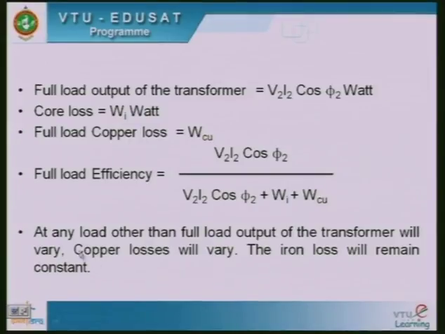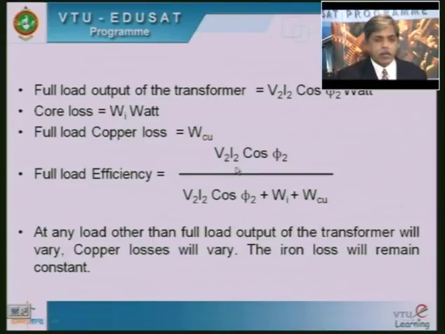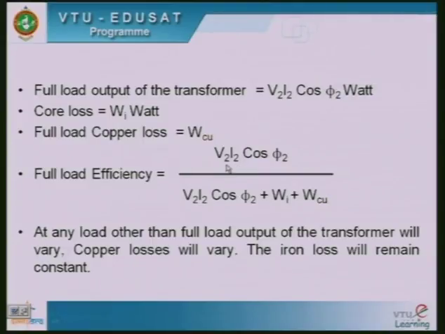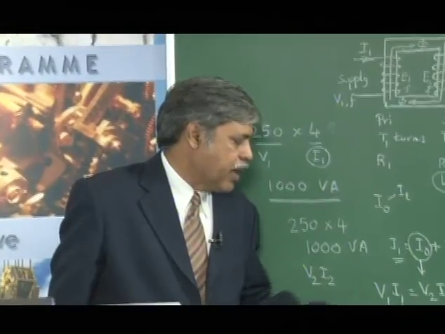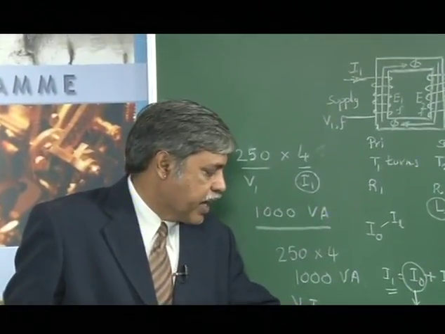Okay. The transformer output will vary, copper loss will vary, iron loss will remain constant. In this equation, I have given it as a full load efficiency, where V2 is the rated value, and I2 is also the maximum current allowed as per the rating of the transformer. If I take the rating of the transformer and divide it by the voltage on the primary or the secondary side, I will get the rated current.